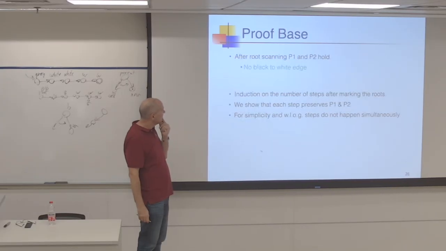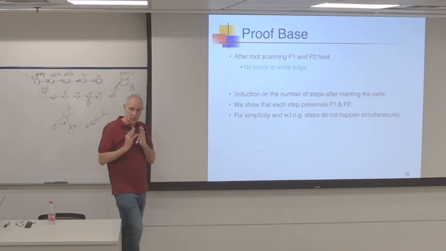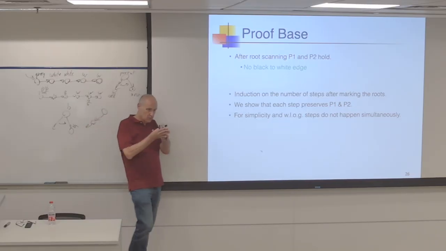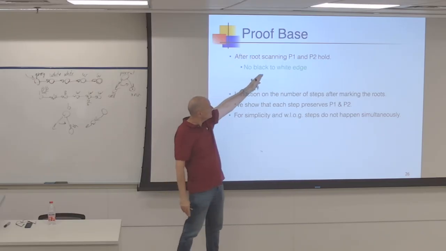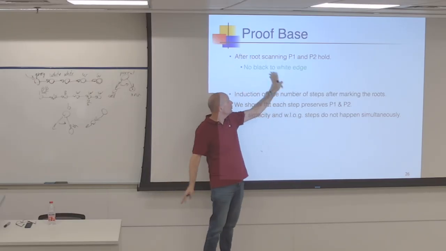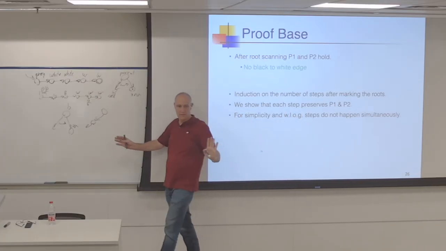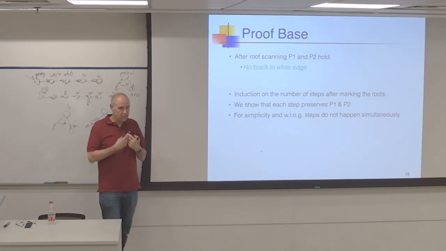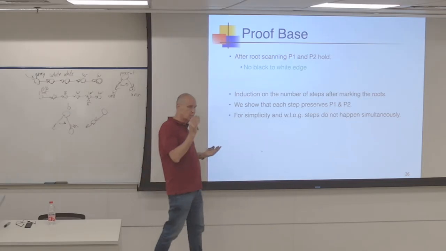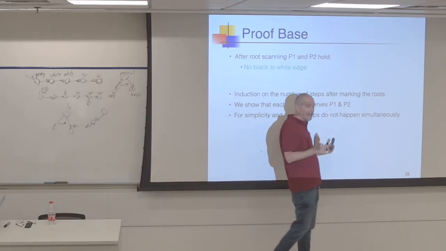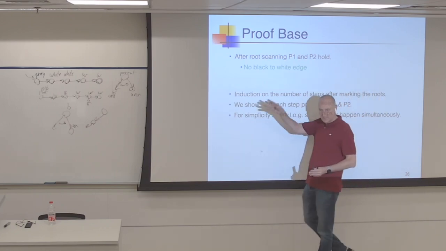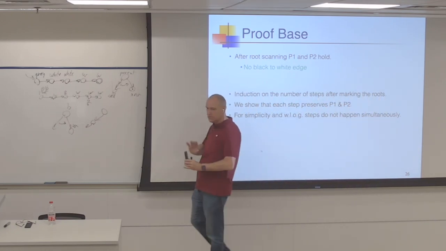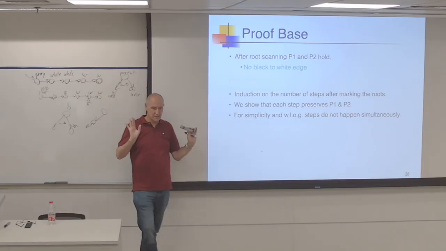Okay. So, what I want to show is that both invariants hold throughout the execution. Okay, so after root scanning, both of them hold because there are no black to white edges. So what do I do in the beginning? I take all the roots and mark them gray. There's no black in the graph. If there's no black, there's no black to white edge. And we've said if there's no black to white edge, the two invariants hold.